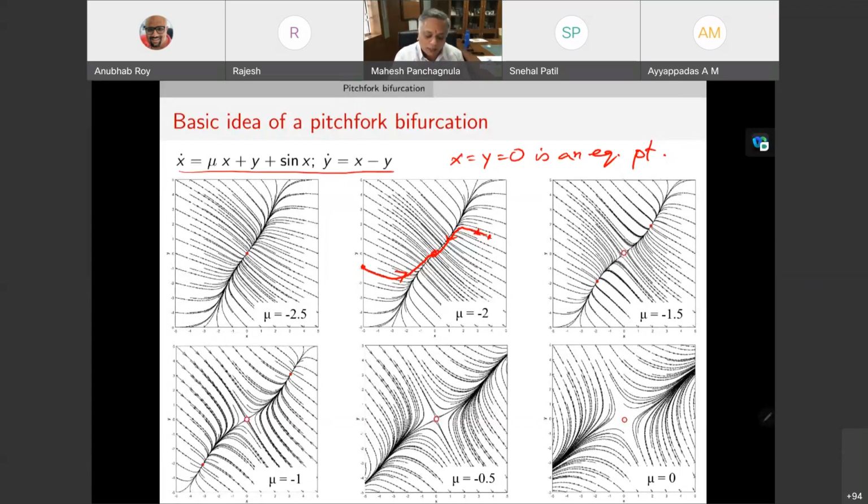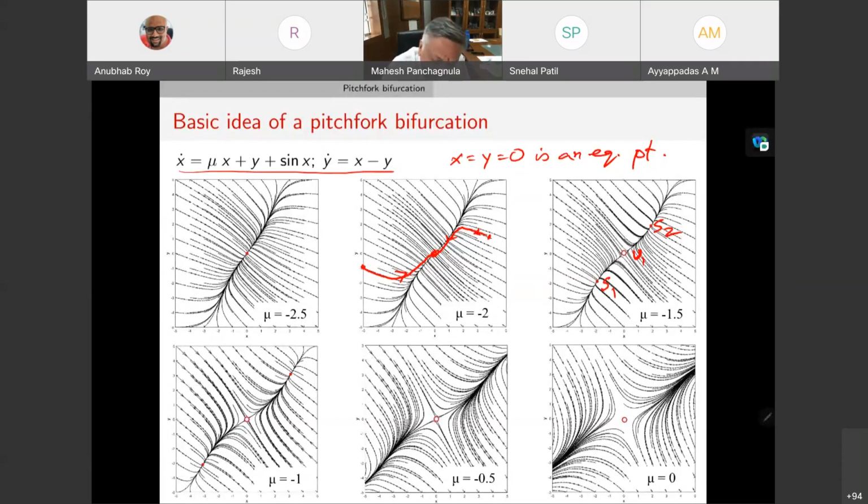Now for mu equal to minus 1.5, which is beyond a critical point, two more equilibrium points evolve. So you see the 3 points marked in red. I'll call them stable 1, stable 2, and unstable 1. Now the solution at x equal to y equal to 0, you can show from linearized stability at this value of mu, that this equilibrium point at x equal to y equal to 0 is unstable, whereas the other two solutions are attracting.